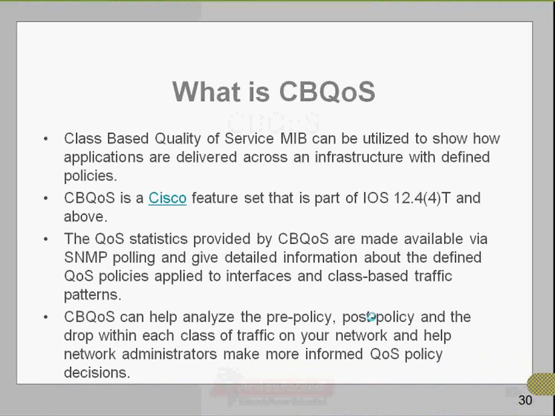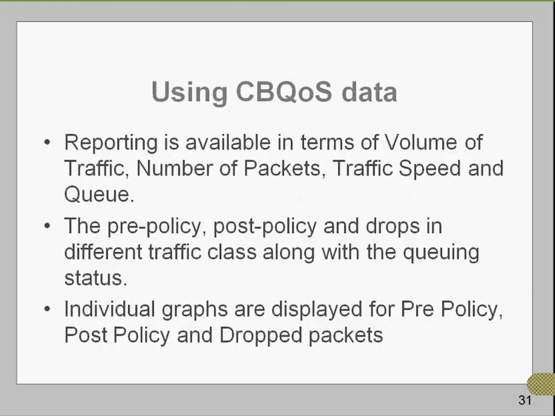CBQoS. CBQoS is the class-based quality of service MIB that can be utilized to show how applications are delivered within an infrastructure with defined policies. It's been available for a while in 12.4 and above, and the QoS statistics generated by CBQoS are made available via SNMP. So polling the CBQoS MIB gives us detailed information about QoS policies applied to interfaces and the class-based traffic patterns. The CBQoS MIB gives us information such as pre-policy, post-policy, and the drop within each class of the traffic on your network, and helps network administrators make more informed QoS policy decisions.